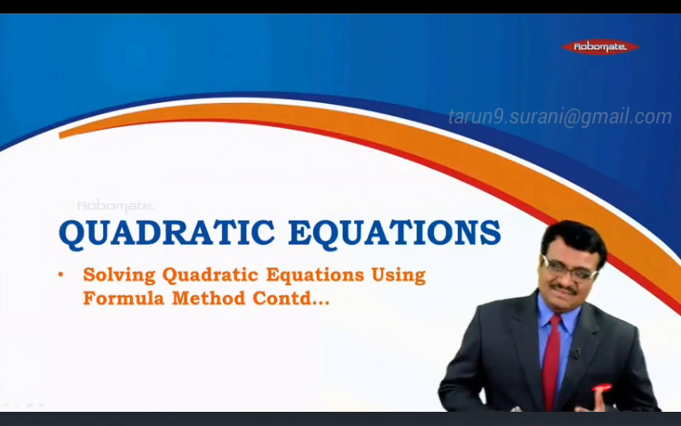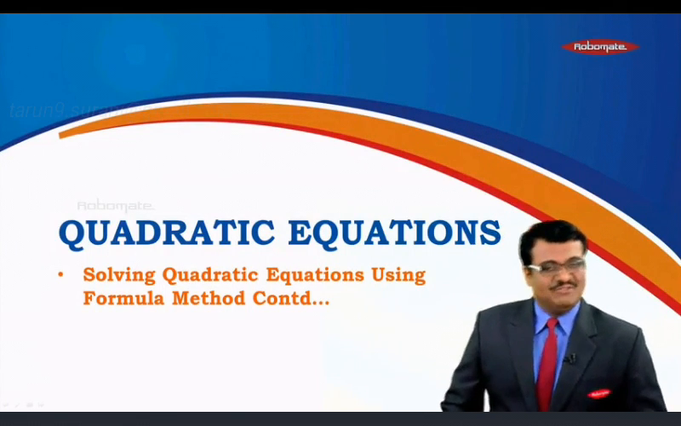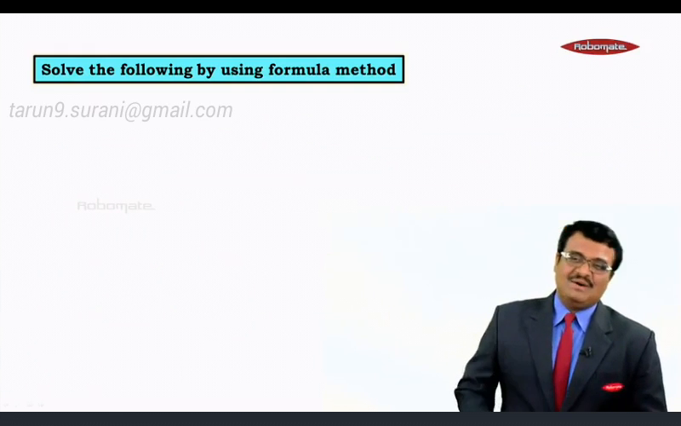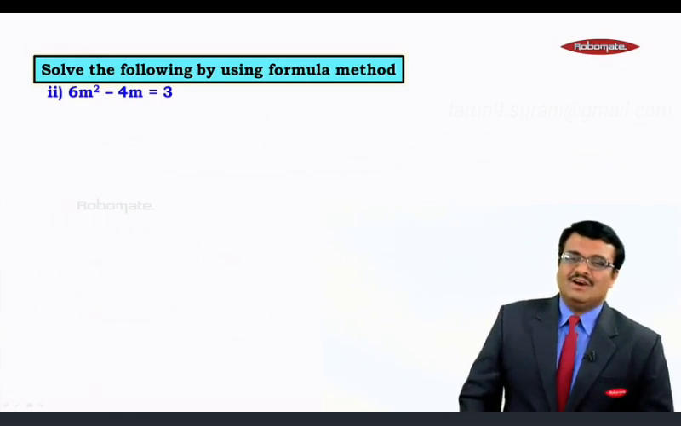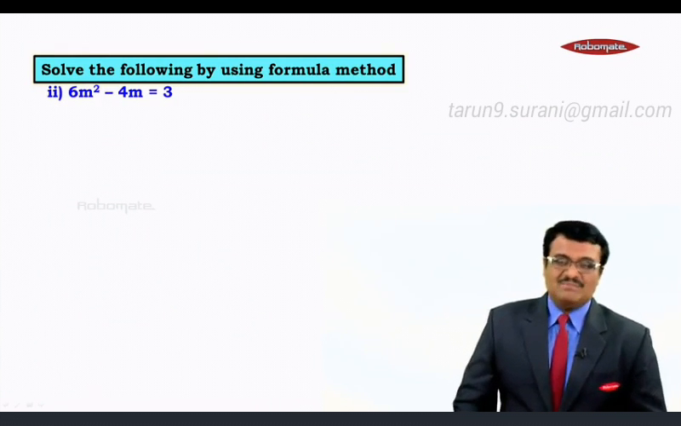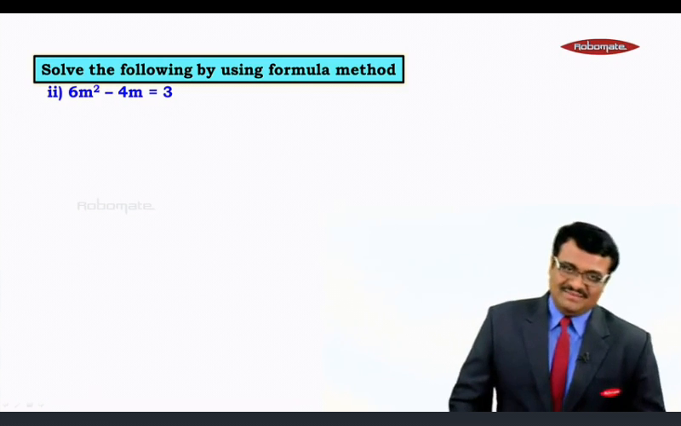Going to learn more sums based on solving quadratic equations using the formula method, right? So let us take one by one. The first question of this module: 6m square minus 4m is equal to 3, right?